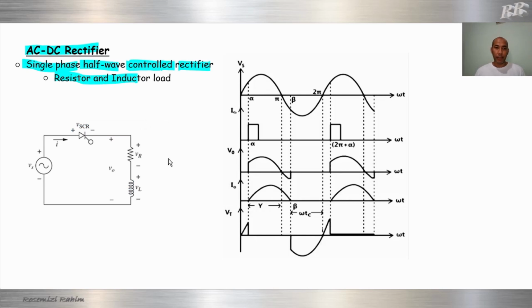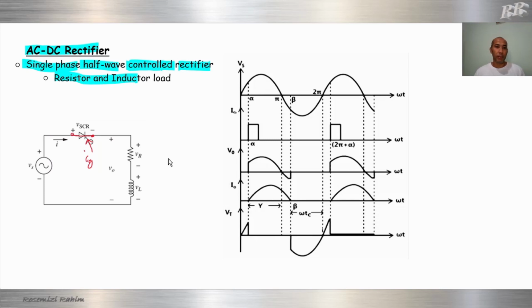We know that the Thyristor we can turn on after we inject the gate current. We inject current to the gate terminal, so this thyristor will be turned on. Without gate current, the thyristor cannot be turned on.